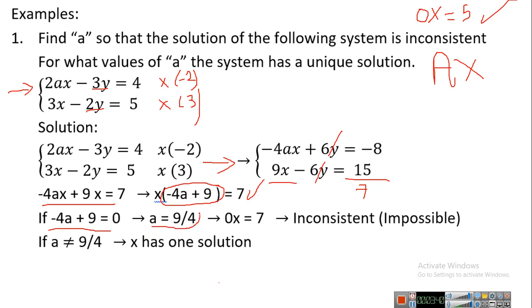So a is 9 over 4. If a is 9 over 4, this is 0, so you're going to get 0x equal to 7. So it's inconsistent. And if a is not 9 over 4, you're going to have the coefficient of x not 0, so you have only one solution. The only possibility where the coefficient of x will be 0 is 9 over 4. And if a is not 9 over 4, you have one solution.